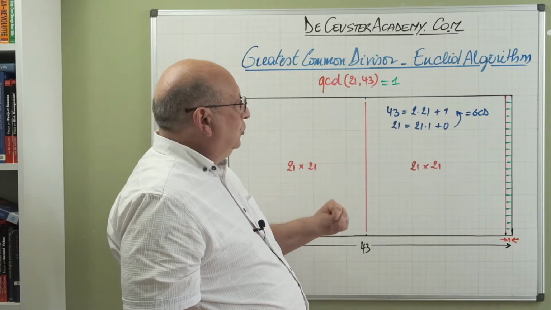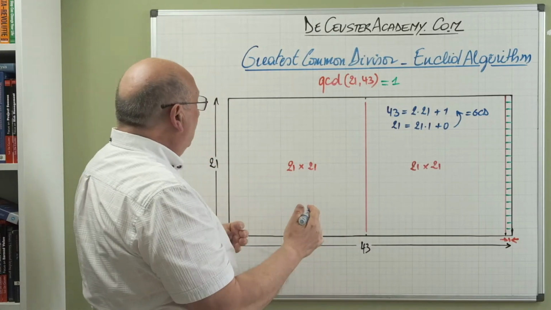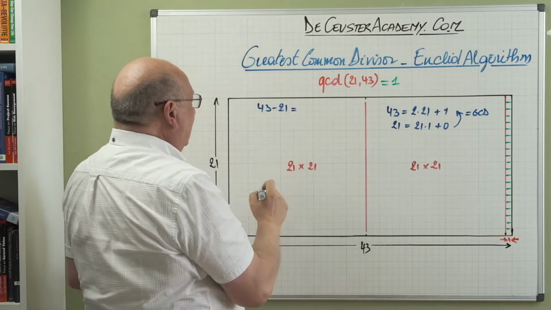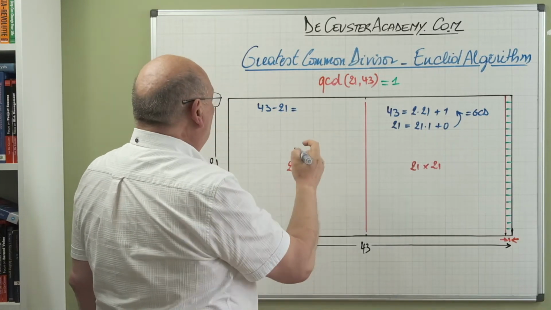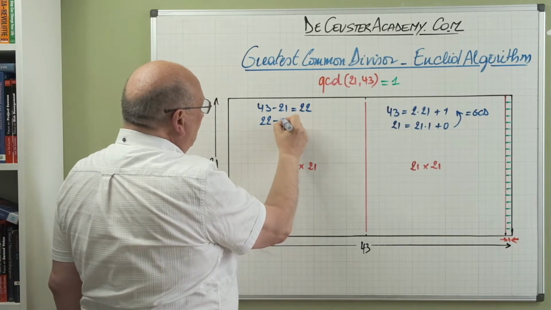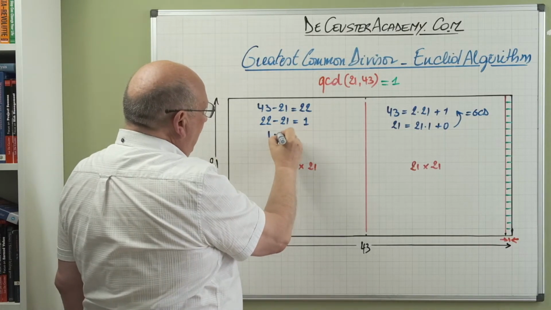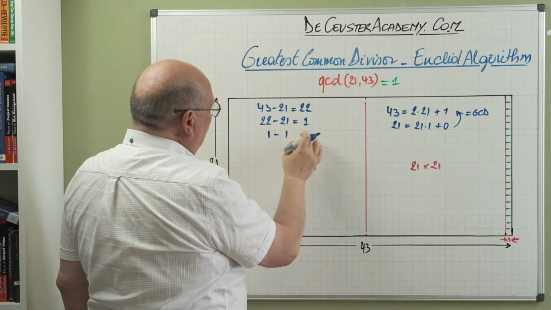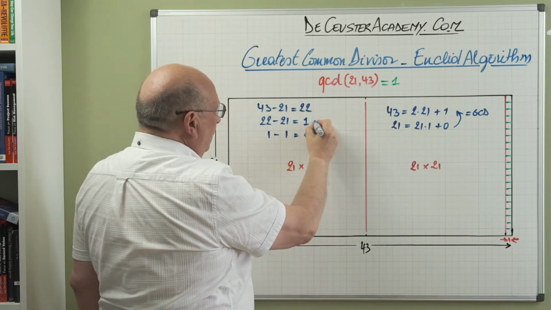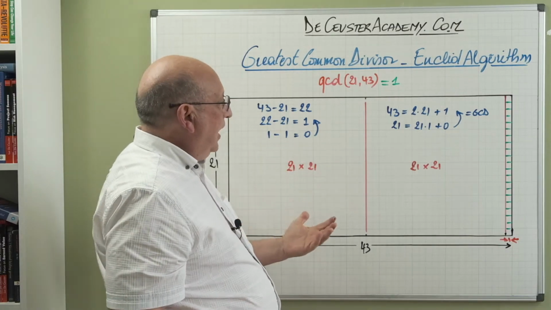Now, there are two ways to look at this algorithm. This is the easiest way that we do. The other way is we say 43 minus 21 is in fact 22. And now we subtract again from 22, 21 is equal to 1. And 1 minus 1, or we do the 21, is equal to 0. So basically, again, we find the different ways here. Now, they both have the same result.